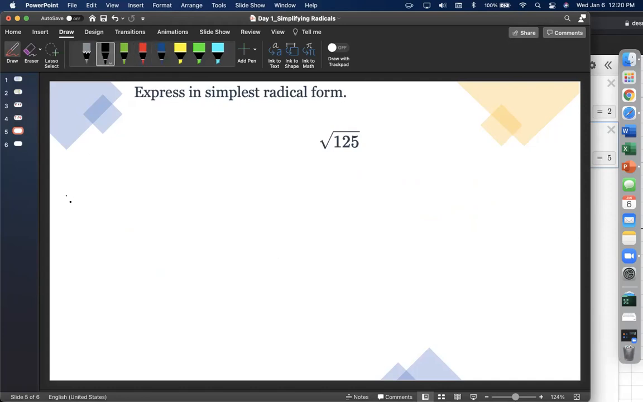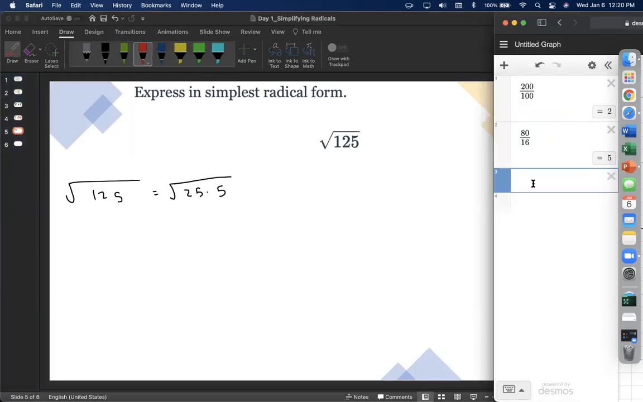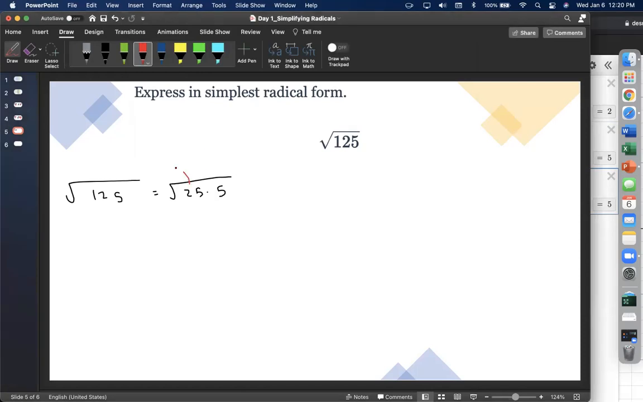Now let's try the square root of 125. So 25 is a perfect square. And 5 times 25 is equal to 125. Let me show you in the calculator. 125 divided by 25 is equal to 5. So you can either math it out or you can just guess and check all of the perfect squares and see whether or not they give you a whole number as an answer. So we're going to pull this 25 out to the front because root 25 is equal to 5. Our answer becomes 5 times root 5 because this 5 stays inside the square root.